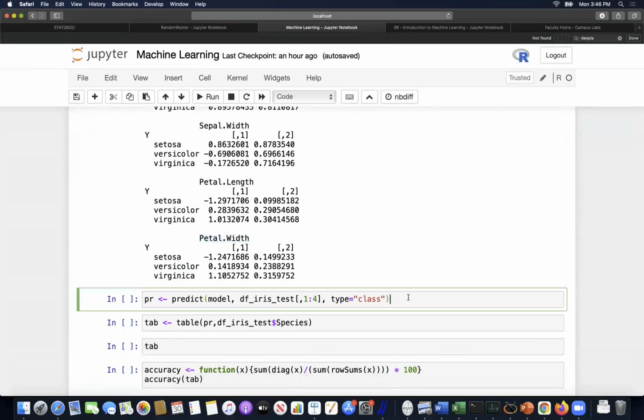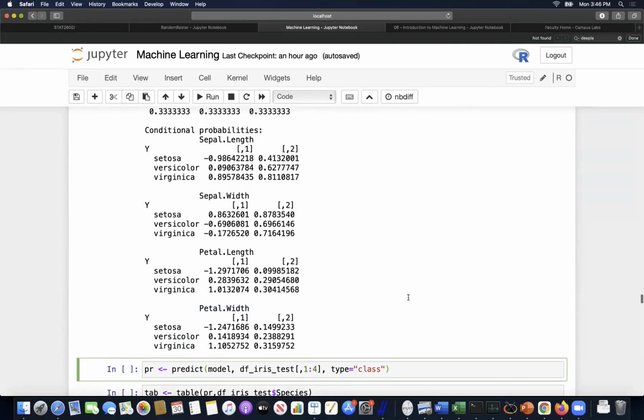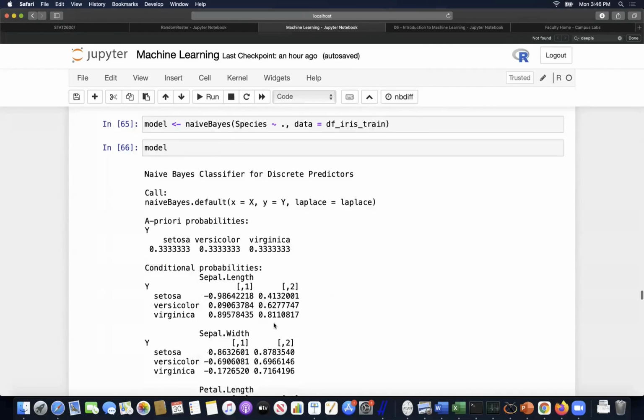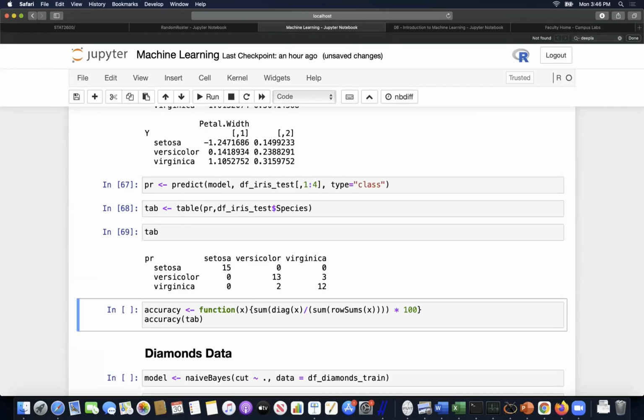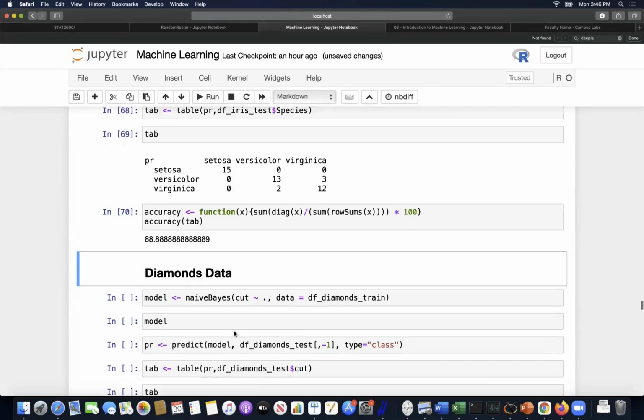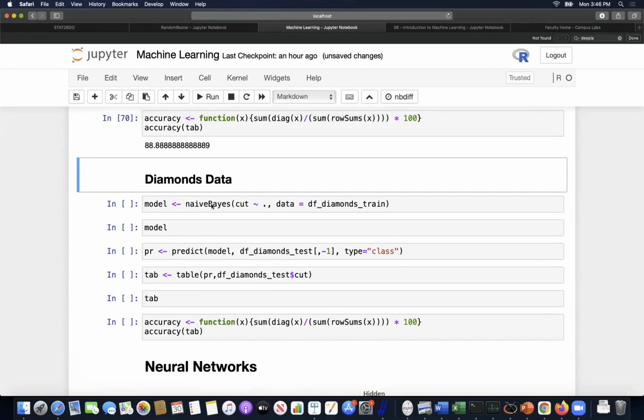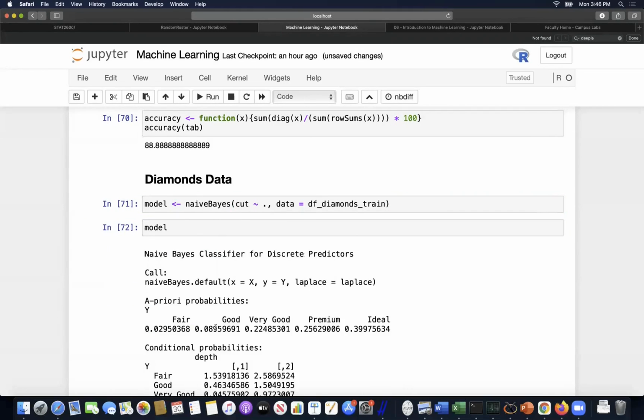Now when it comes to prediction, that maximization problem is going to be solved. During prediction, this maximization is going to get solved. And then you do the confusion matrix. It's making the same mistakes as before, and it's 88.88% accurate. Let's apply it on a more complicated data, the diamonds data. Let's take a look at the model.